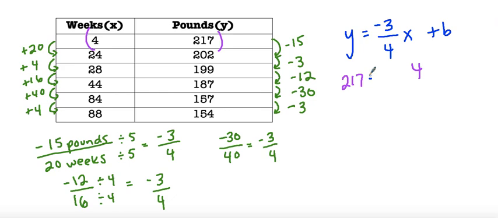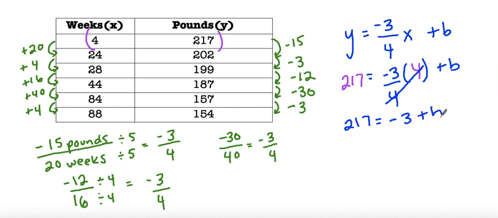So 217 is equal to negative 3 over 4 times 4 plus b. Here negative 3 is being divided by 4 and then multiplied by 4, which actually cancels those two out. So 217 equals negative 3 plus b. If I want to isolate b, I need to do my inverse operation and add 3 on both sides. And 217 plus 3 is 220. These cancel out. So our y-intercept is 220, which is the weight that this person started off at.